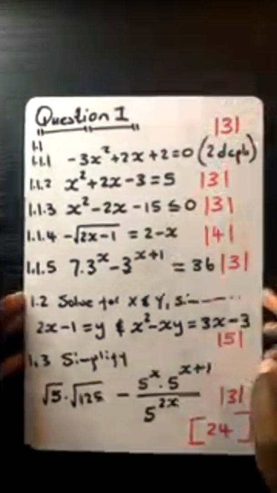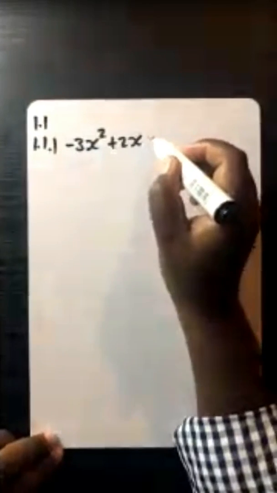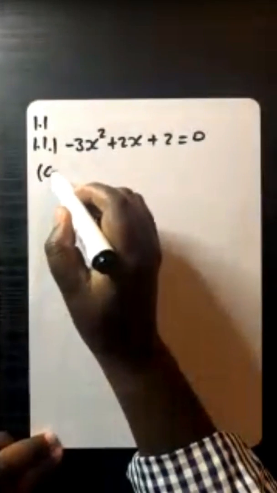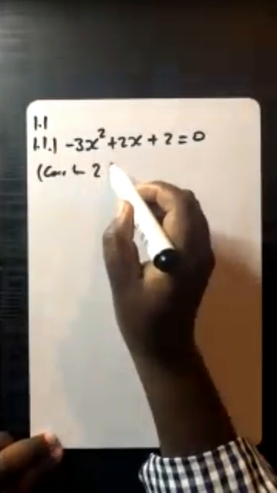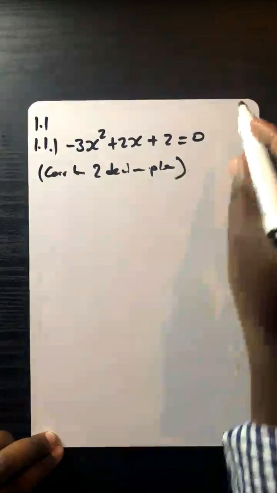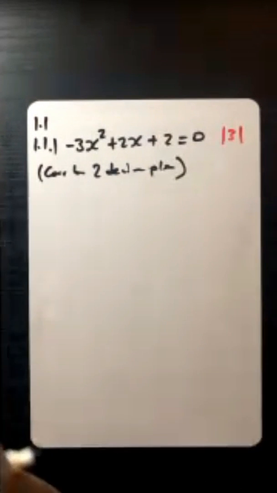So guys, I'm going to copy the first question. So question 1.1, 1.1.1, it's negative 3x squared plus 2x plus 2, and this is equated to 0. And in brackets, they say correct to two decimal places. And this question is allocated 3 marks.